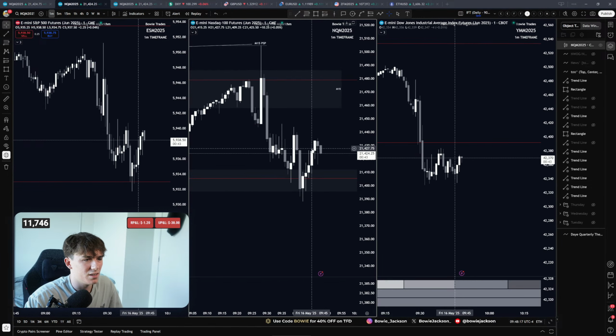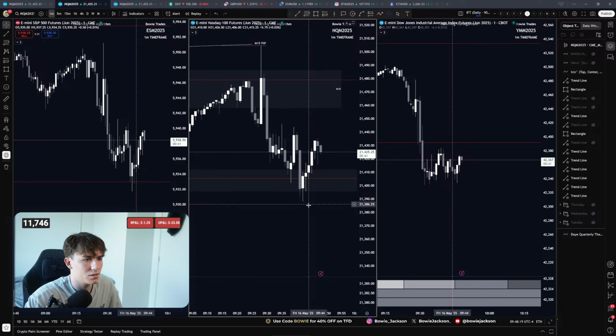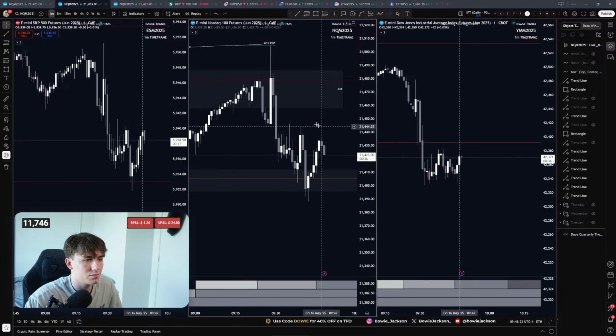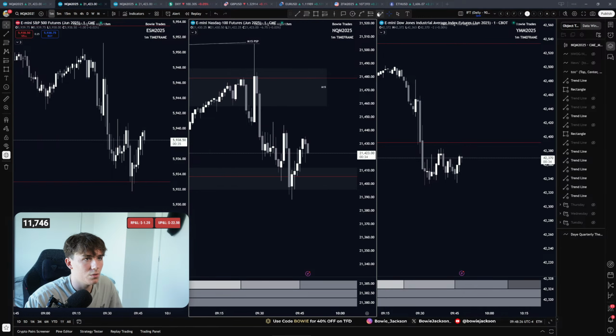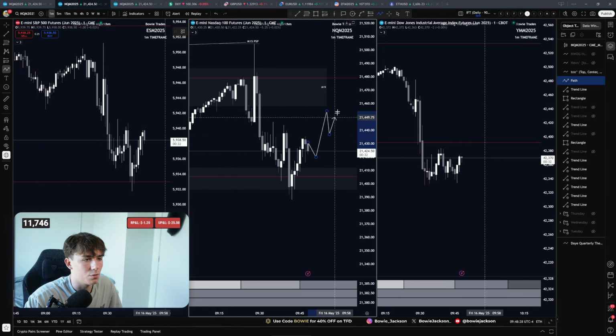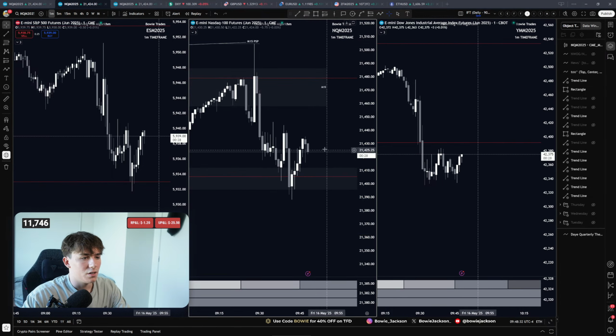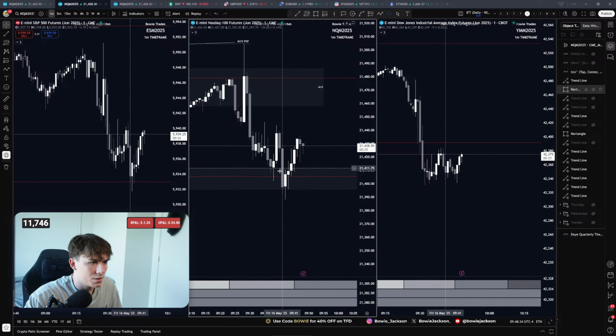I don't like the choppiness right here. If you want to go down, it's going to be now, or we just chop for a while right here and then finally go down. Anyways, not really high probable here at the open.